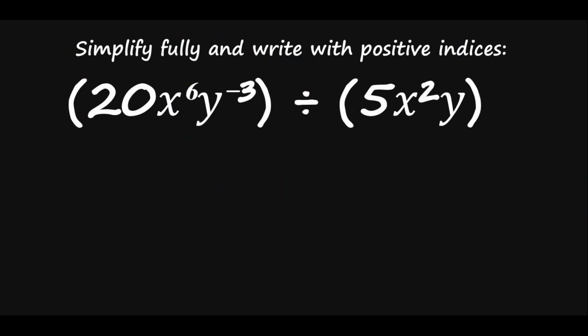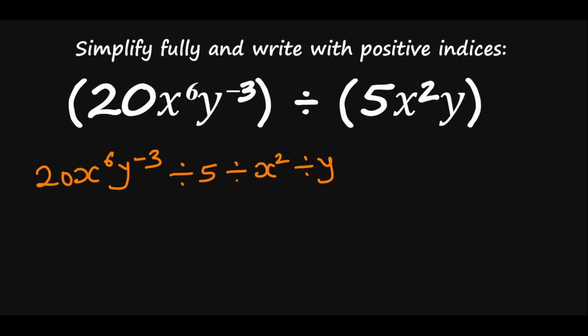Now look at this one, exactly the same thing as the previous one, but this is just to reinforce what we've learned. So this gives us 20 x raised to power 6 y raised to power minus 3 divided by 5 divided by x raised to power 2 divided by y, just like we did in the last one.